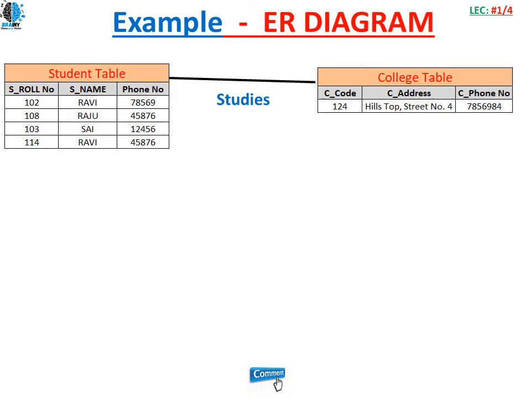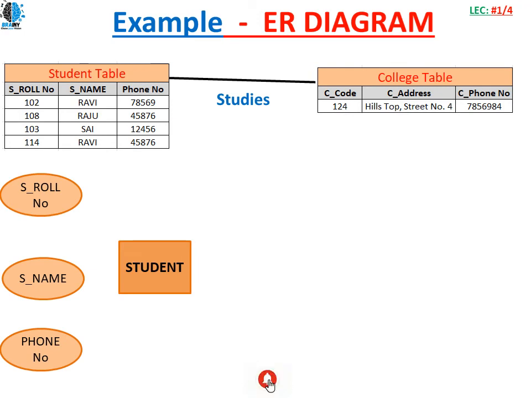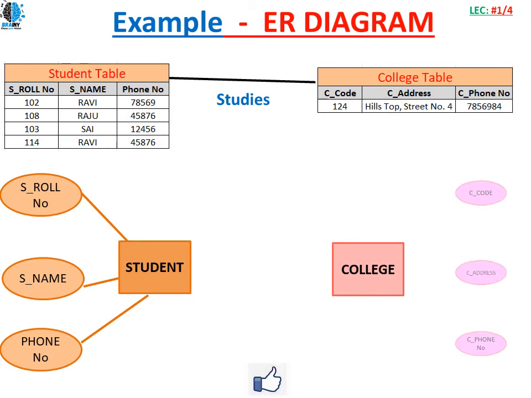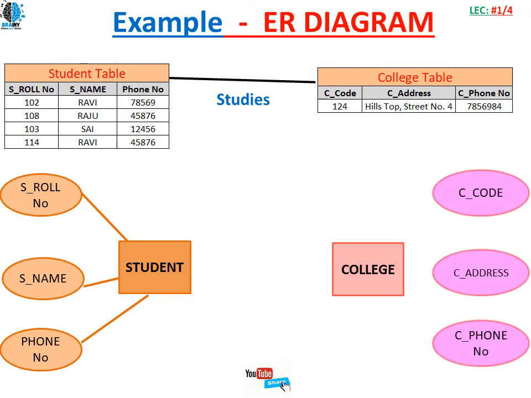Let's consider the same thing with our ER model representation, the diagrammatical representation. The student table will be called the student entity in the entity relationship model, that is the ER model. So student is an entity having the attributes student roll number, student name, and student phone number. All these are attributes of our student entity. And I have a college entity. The attributes of the college entity are college code, college address, and college phone number. So this is my student entity and college entity.